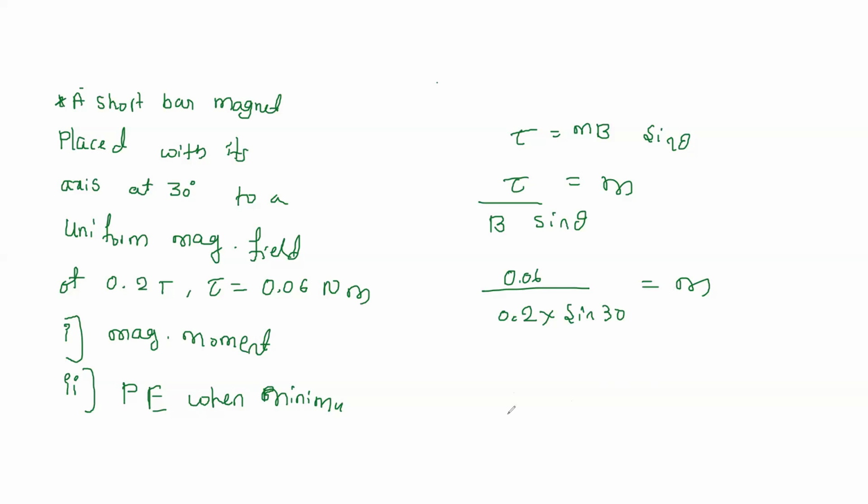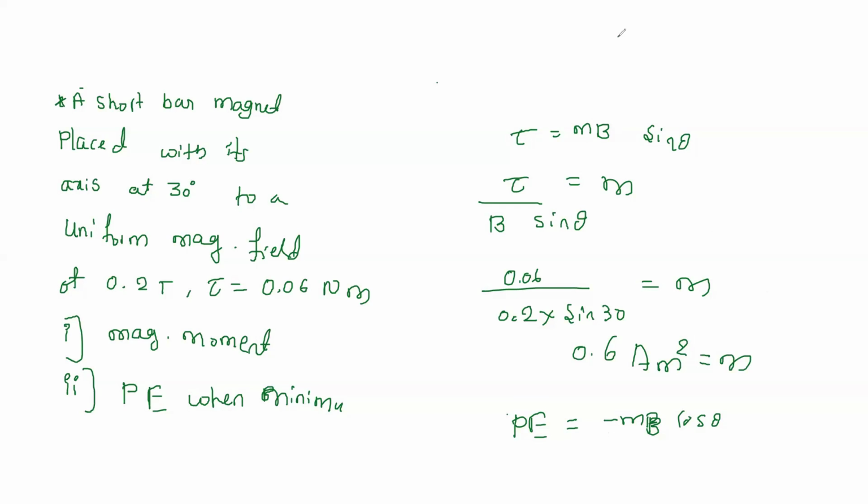So calculate here. And potential energy you have to calculate for the minimum angle. The potential energy is equal to, we know the formula, minus mB cos theta. Minimum means cos 0, theta is equal to 0. Yes, 0.6 is the correct answer. So m value is 0.6. Write the unit also, students. The magnetic moment is given by ampere meter square.